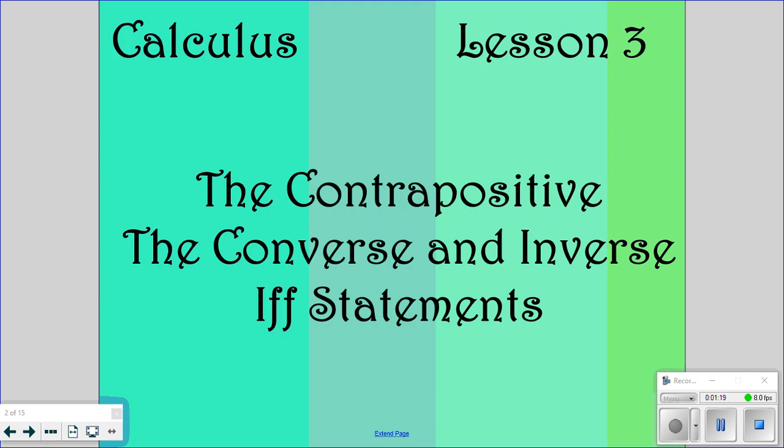Okay, so we're looking at lesson 3. We're going to look at the contrapositive, the converse, and inverse, and IFF means if and only if statements. If you took me for geometry, and I think last year in pre-calculus we did this as well, but if you took me for geometry, we covered these.